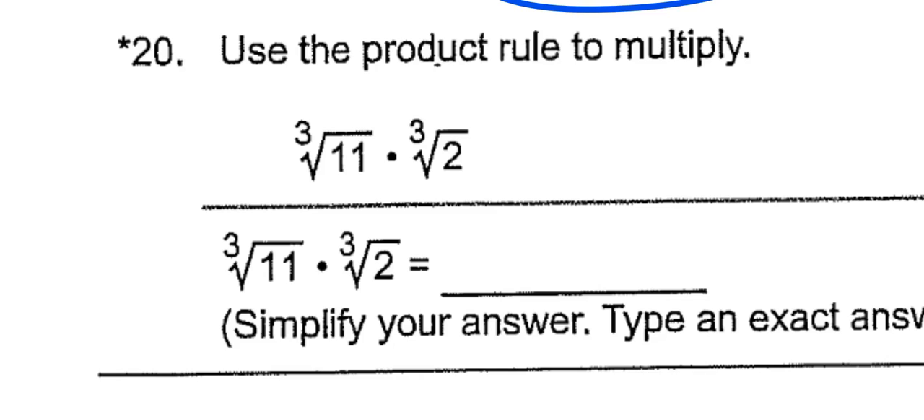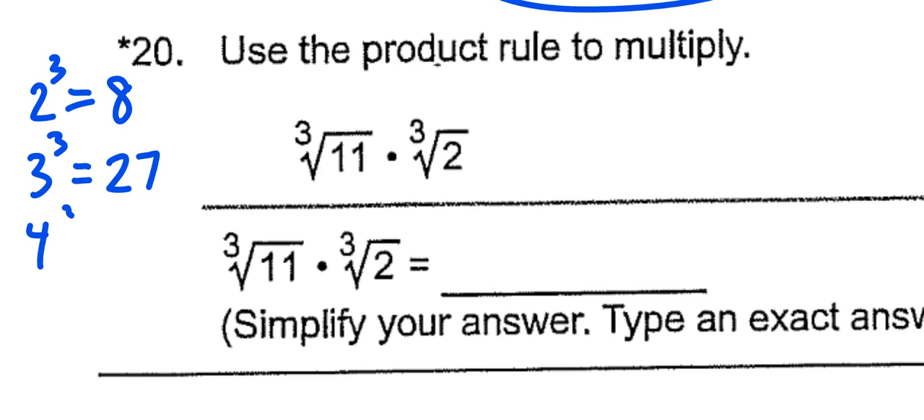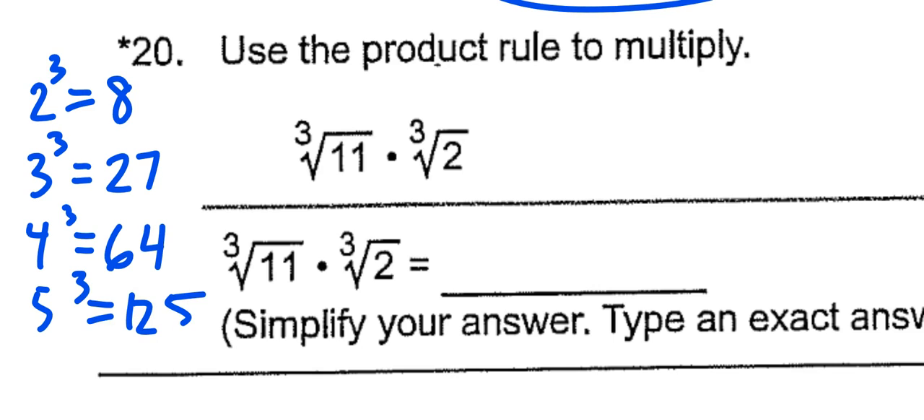Okay, so this particular question, question 20, is dealing with perfect cubes. Just remind me, what is 2 to the third? 8. 3 to the third? 27. 4 to the third? 16 times 4. 64. Okay, 5 to the third would be 125. And then lastly, 6 to the third would be 216.